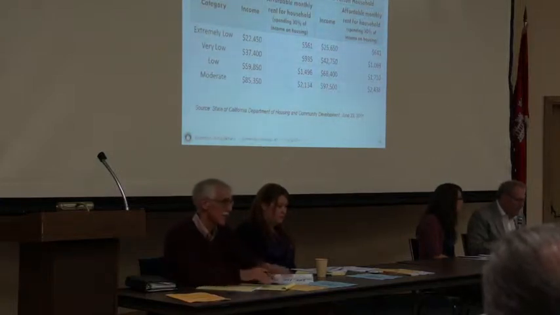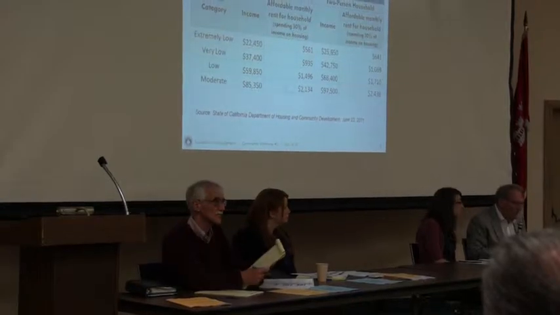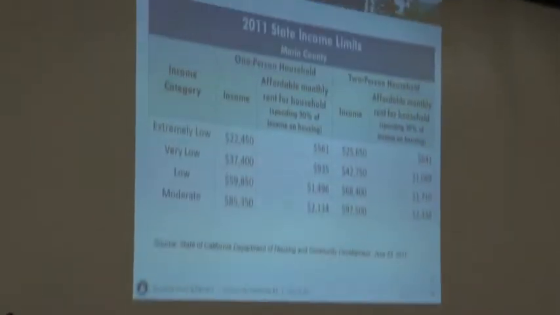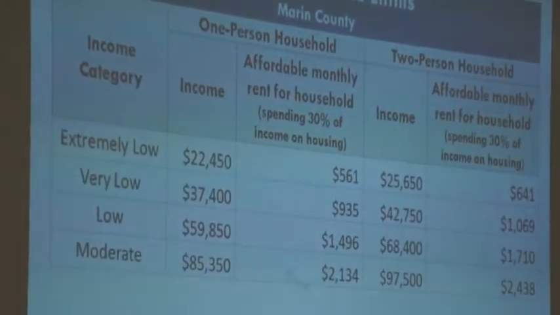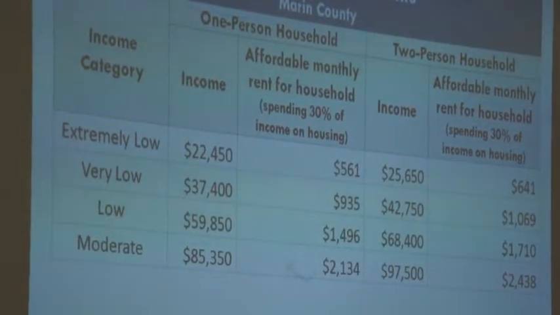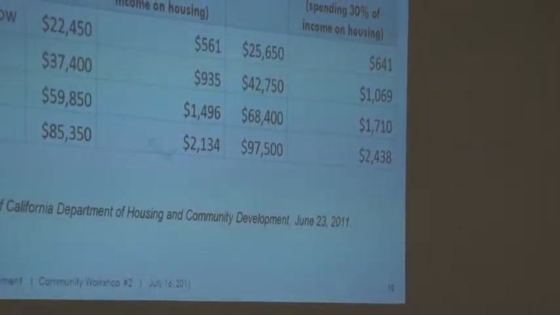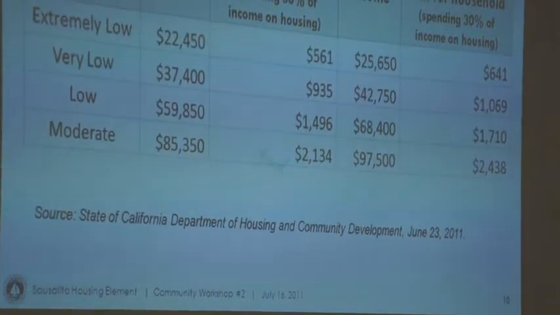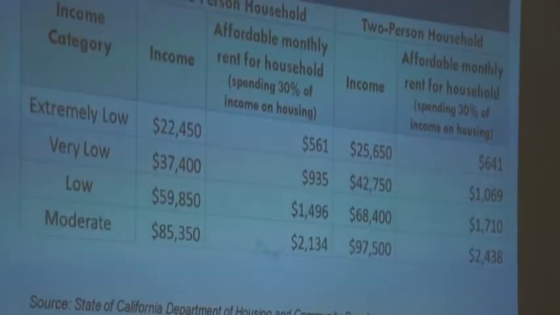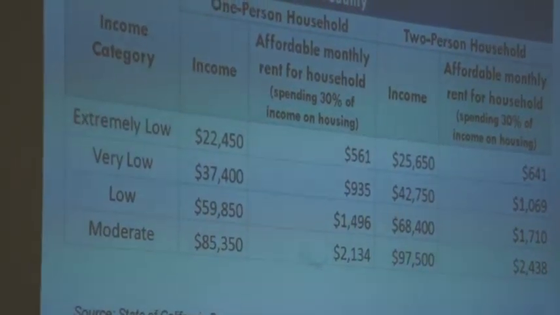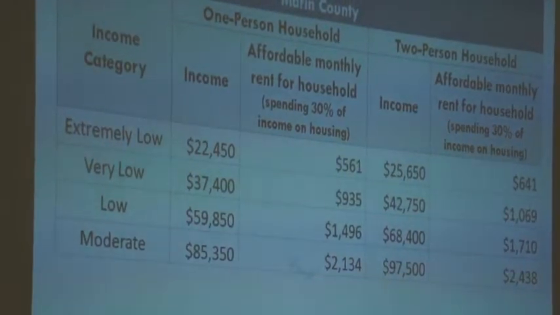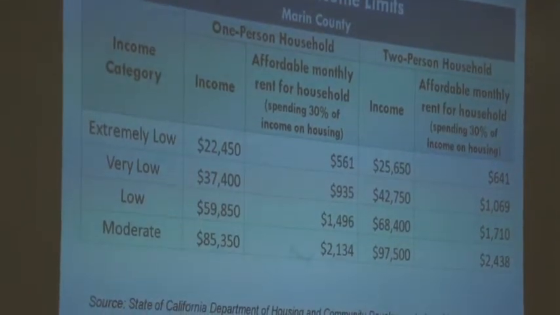You'll see the numbers here in terms of a one-person household and a two-person household. The moderate category for a two-person household goes up to $97,500, and you can see that the very low income category for a two-person household is $42,750. So that's annual income.